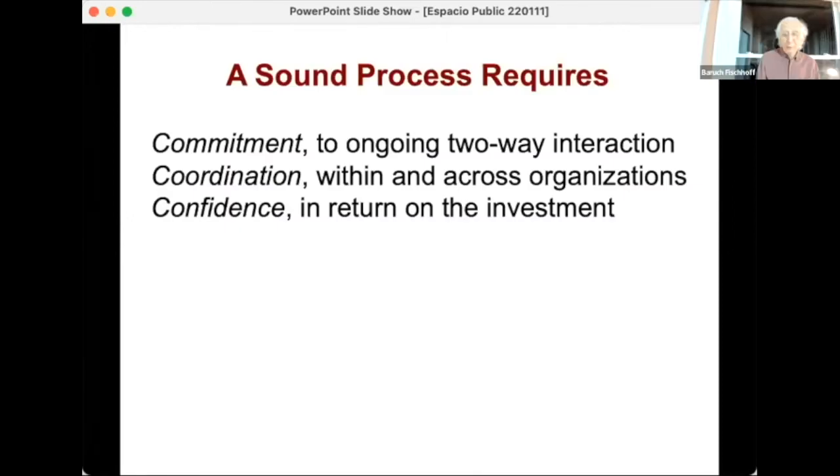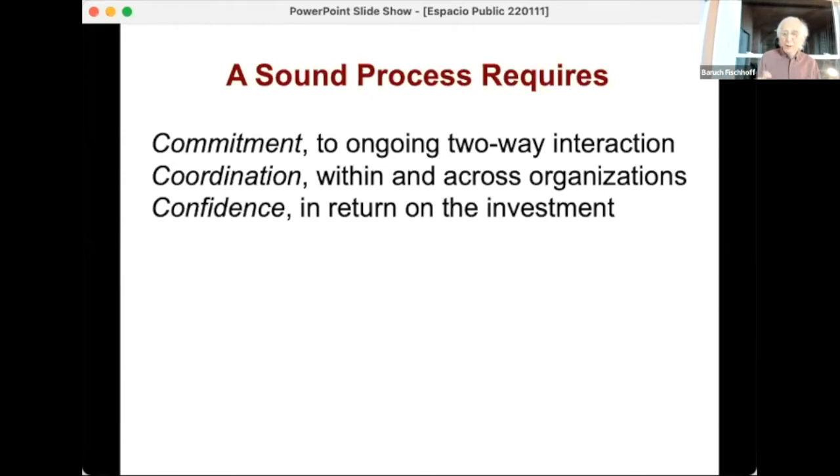Creating a sound process like this requires commitment. This requires some strategic commitment to talking to people all the way. It doesn't require a lot of material resources. It often requires time and a willingness to listen and to change course if needed to address public concern.